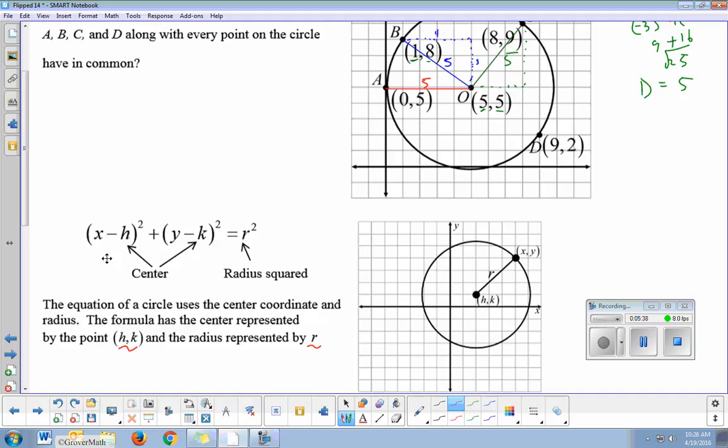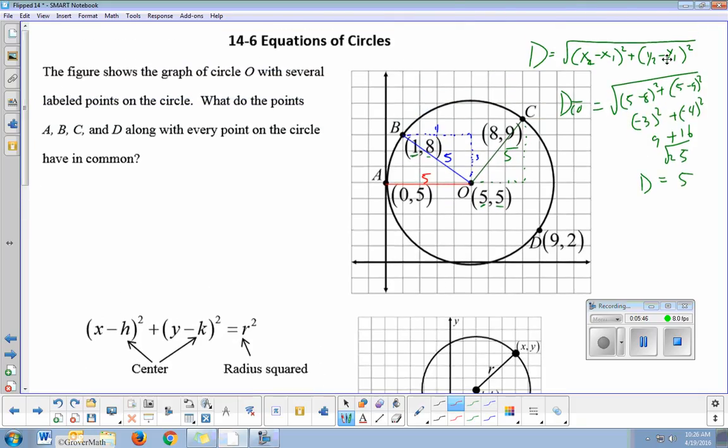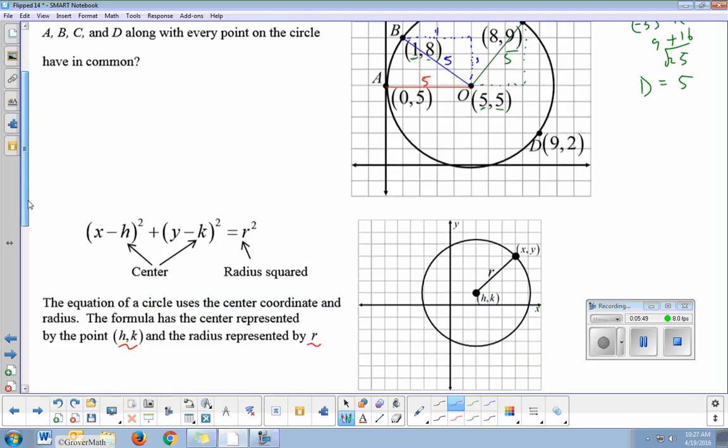So does this look familiar? Well, it kind of does, because that's kind of what we have up here for the distance formula. The distance formula, if I were to do the distance between (h, k) and (x, y), but instead of d, let's call it r. So r equals, r is the distance here. That would be, I'd subtract the x values, x minus h, or h minus x, squared, and then subtract the y values, y minus k, squared.